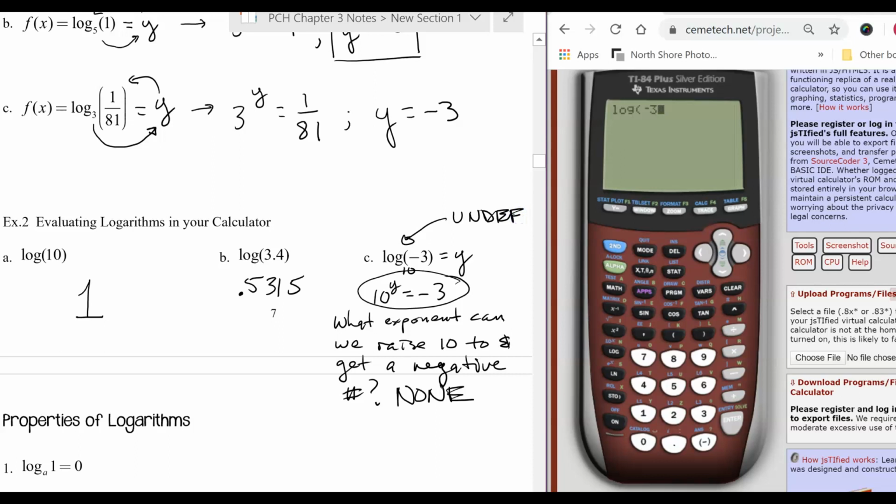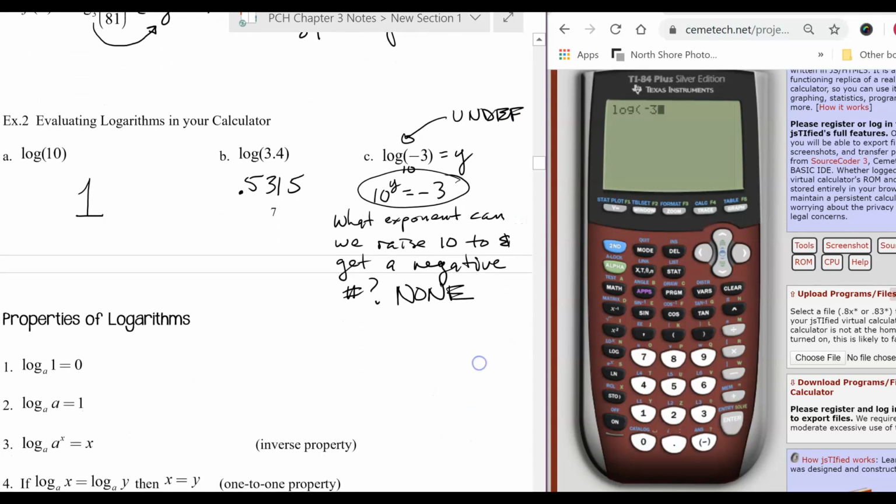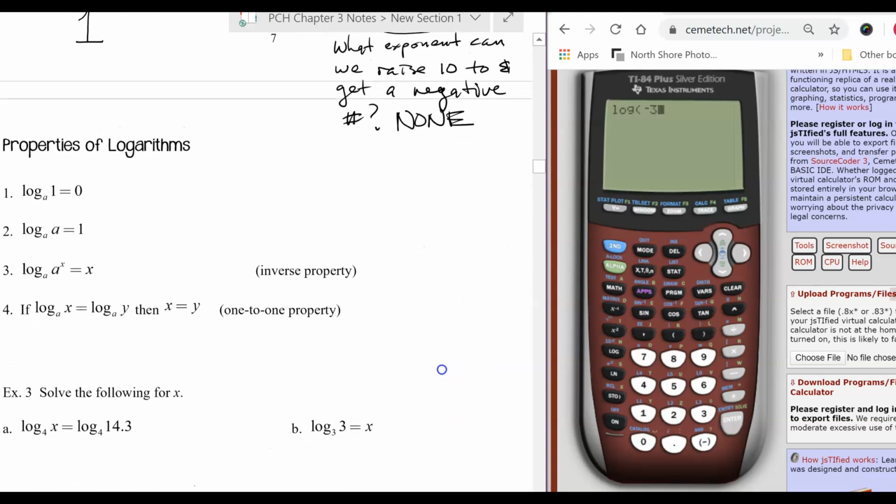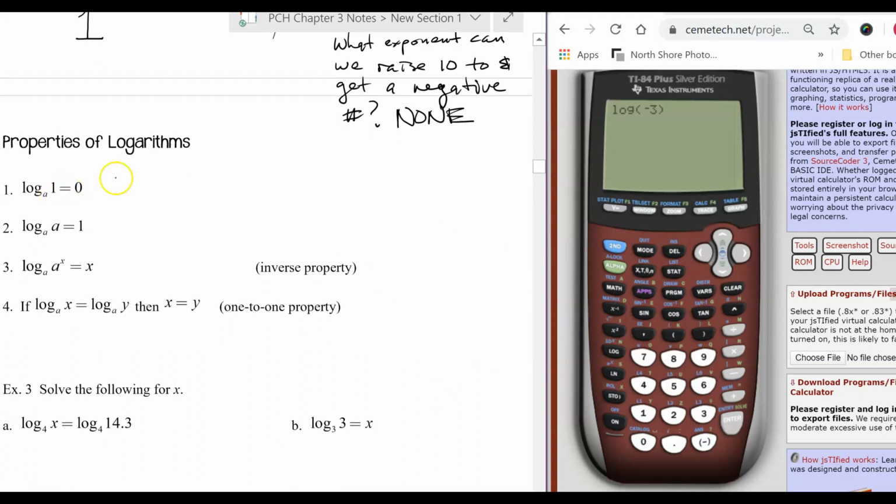Okay? All right, so properties of logarithms. So log base a of 1 is equal to 0. Again, if we think about this, rewriting it, a to the 0 is equal to 1. Any number raised to the 0 is equal to 1. Log base a of a is equal to 1. Again, rewriting it, anything to the first is just going to be that number. Then we have log base a of a to the x is equal to x.